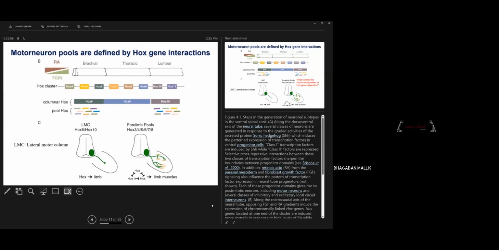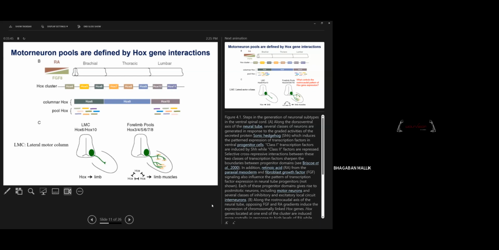Here, this is shown in the lateral motor column. You can see that because of the interaction of Hox 6 and Hox 10, the axon is projected to the limb. Or interaction among other Hox genes can also extend its axon to the limb muscle. These are Hox 3, 4, 5, 6, 7, 8, and this is shown in the forelimbs. You don't have to remember which Hox gene interaction is essential for innervation up to the muscle. Just remember that Hox genes also play an important role in axon guidance.